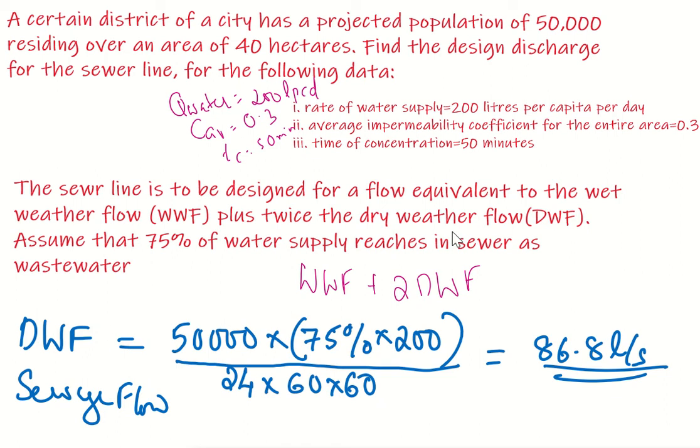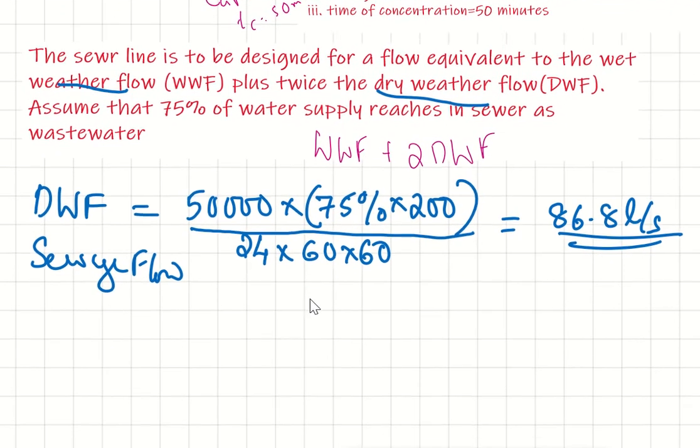Now in addition to this dry weather flow, we have to find out the wet weather flow. For that purpose, the runoff coefficient C and the time of concentration TC are given. We have to find this using either the general formula based on the US Ministry of Health, or the Quisling formula, whichever you use. Here I am going to use the general formula based on the US Ministry of Health. So let us try it.